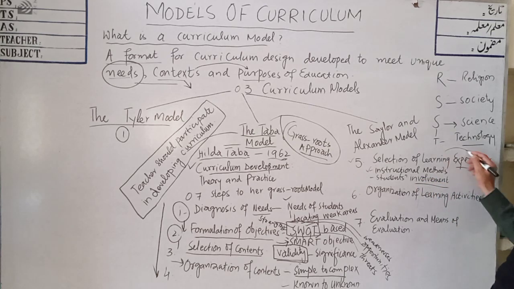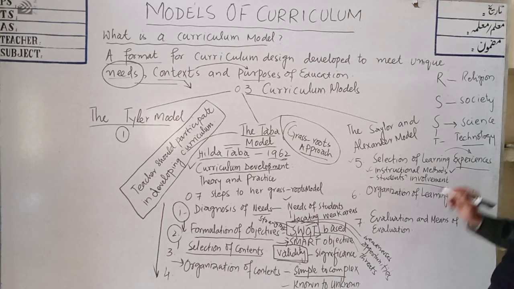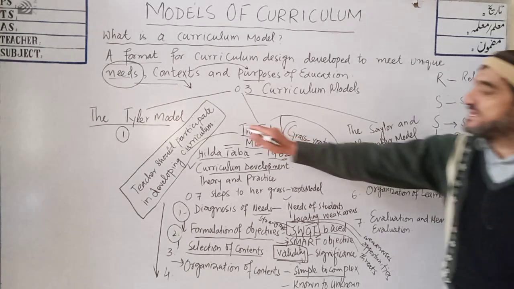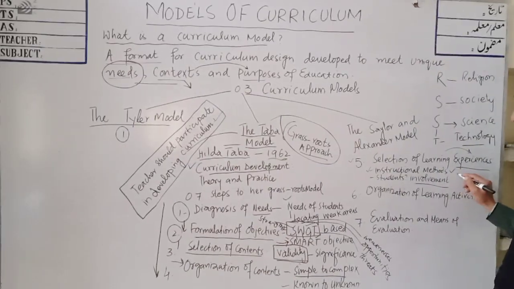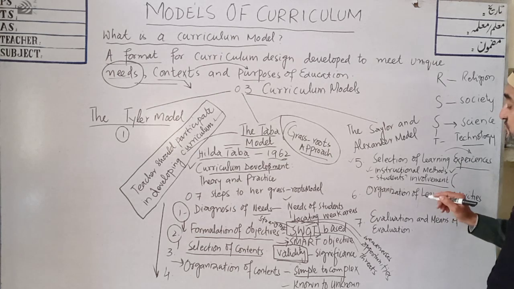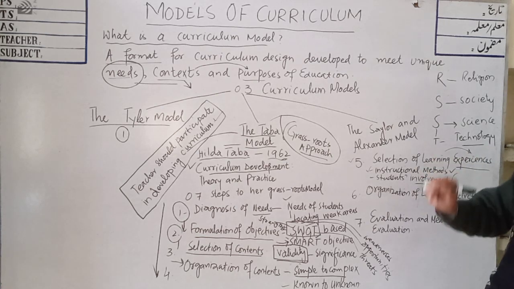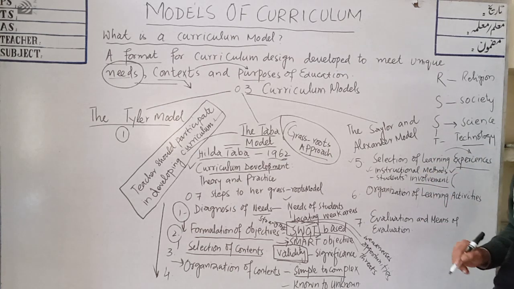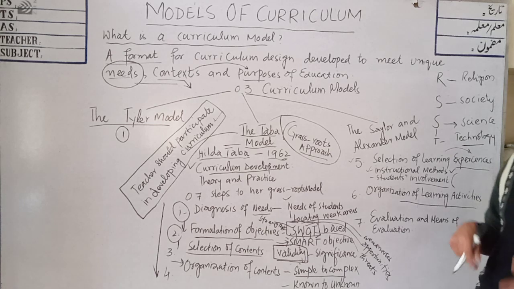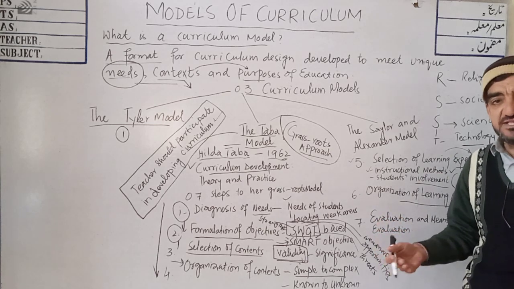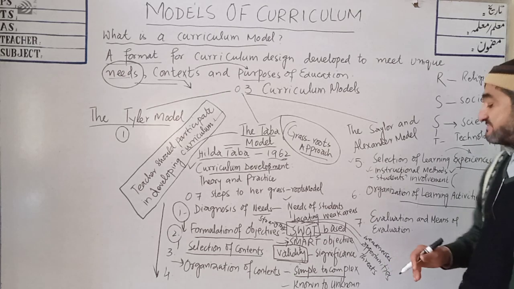Students' involvement. Selection of learning experience means that the teacher should be highly skilled because he is involved in the formulation of curriculum, and curriculum content should be based on the involvement of students because students are the receptors. They are receiving the data. Then organization of learning activities, that is, what type of learning activities will be there for the teaching of this content.